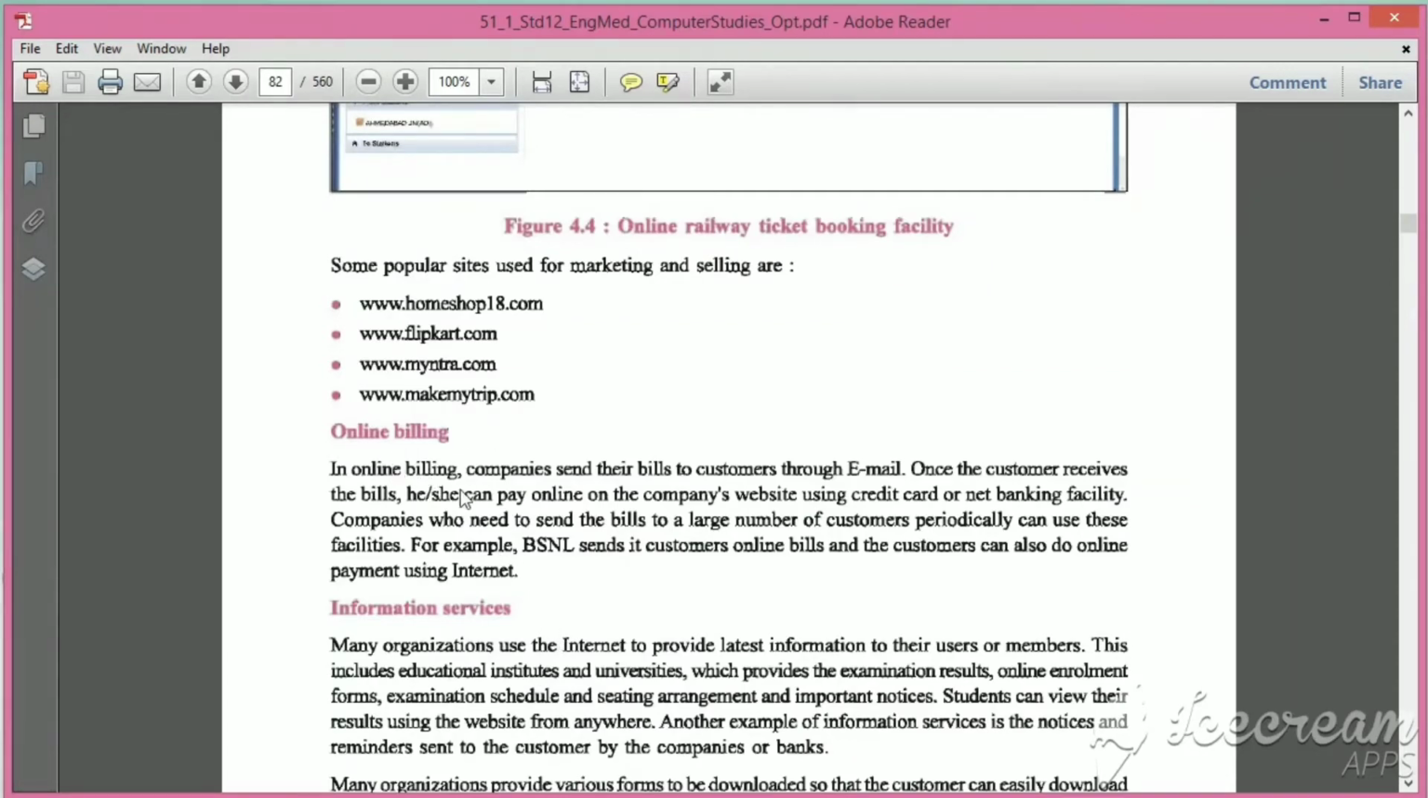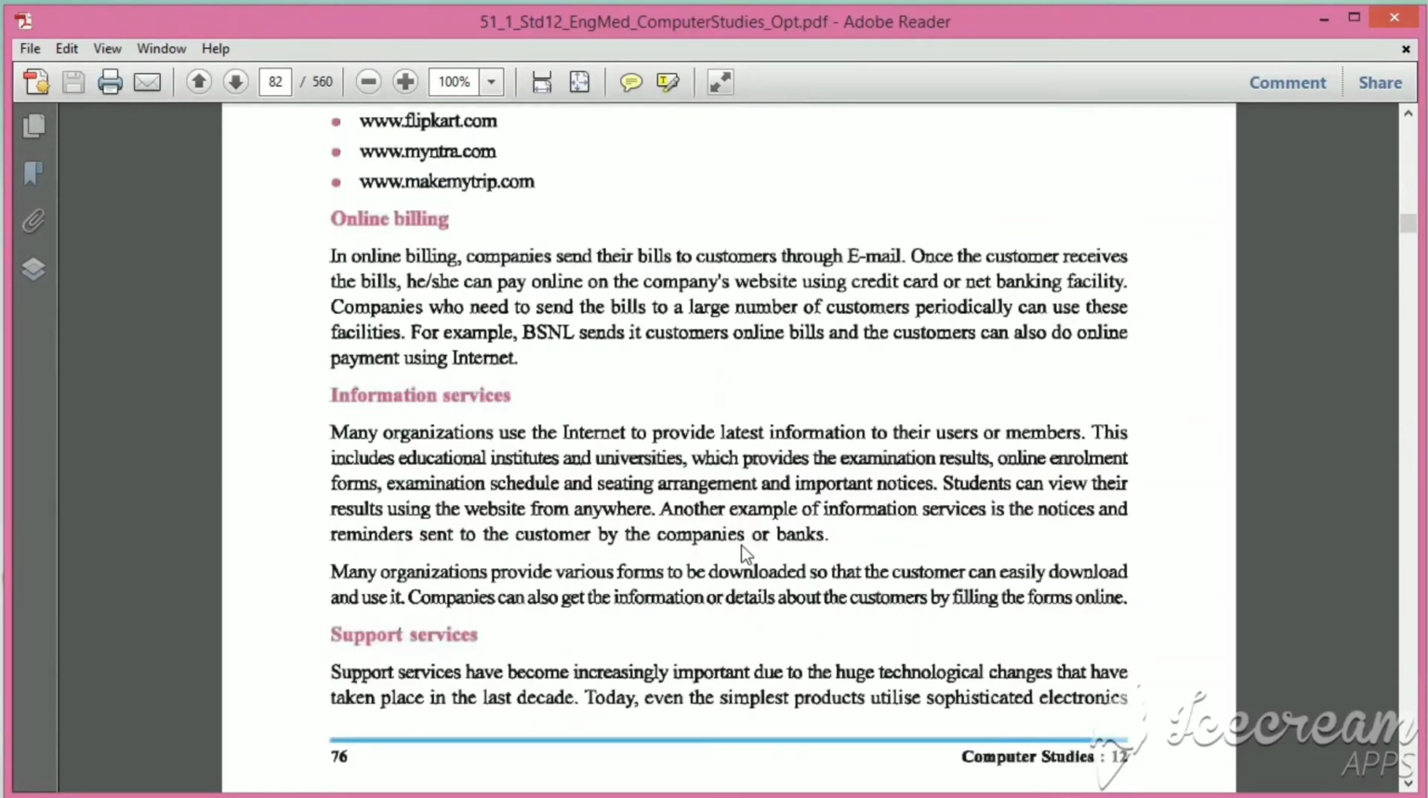Then online billing. The online billing companies send their bill to the customer through email. Once the customer receives the bill, he or she can pay it on the company website using credit card or net banking facilities. Companies who need to send bills to a large number of customers periodically can use this facility. For example, BSNL sends its customers online bills, and the customer can also pay using the internet.